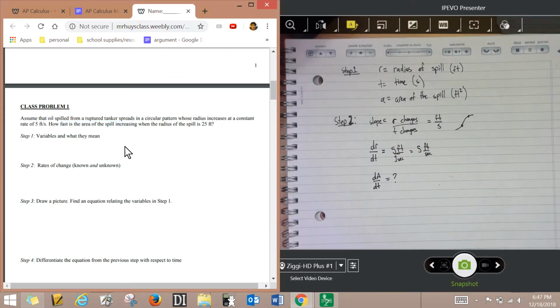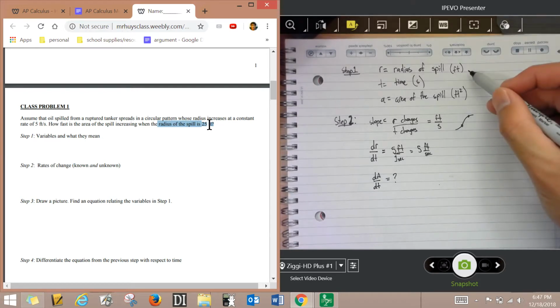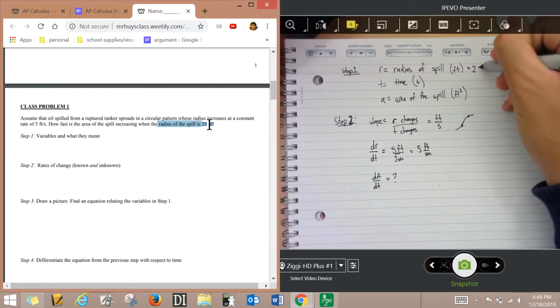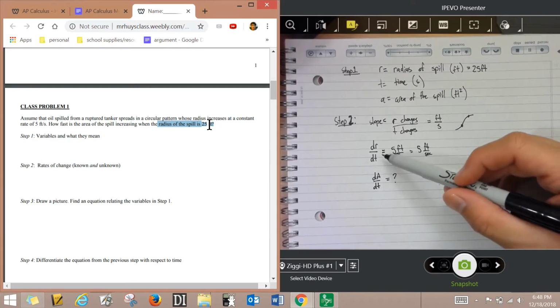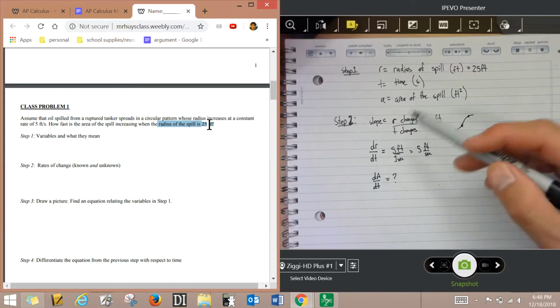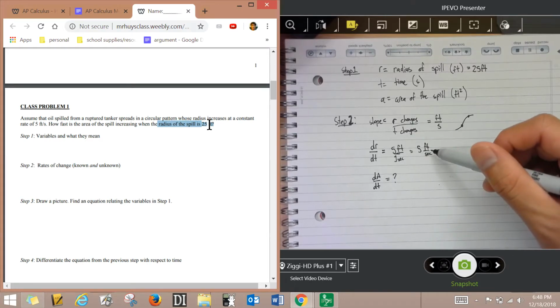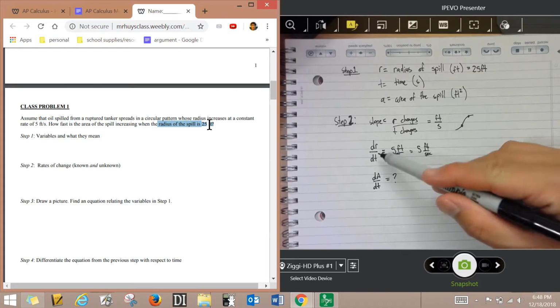And I missed one piece of information where it says the radius of the spill is 25 feet. So back up here is where I originally had the radius, which was 25 feet. So it's good to kind of write that out. Okay, so I have a few bits of information so far. I got 25 feet, I got time here, I got the area of the spill, and I also find that dr over dt, I have a constant derivative or rate of change of radius at 5 feet per second.